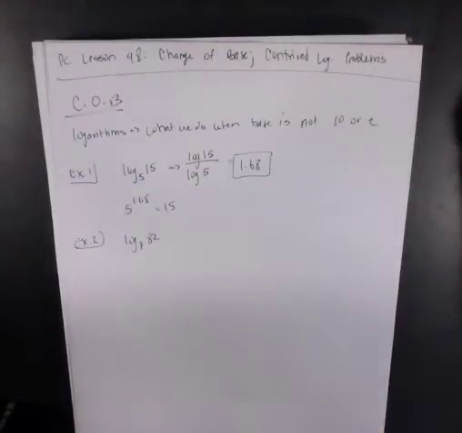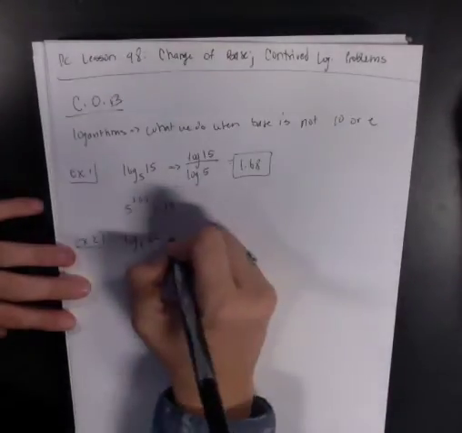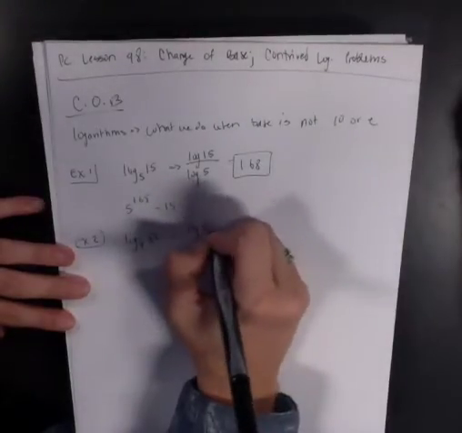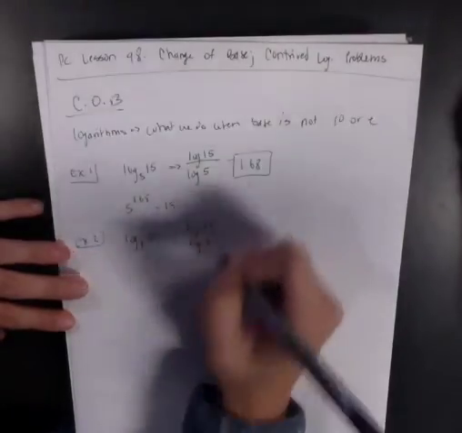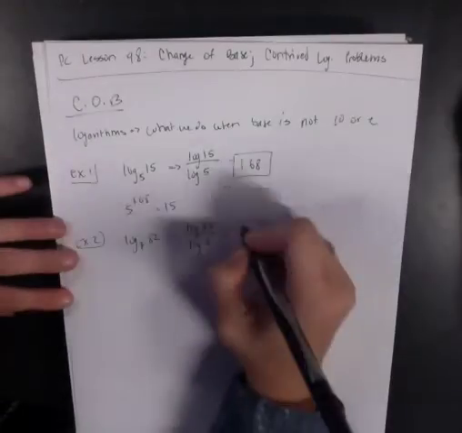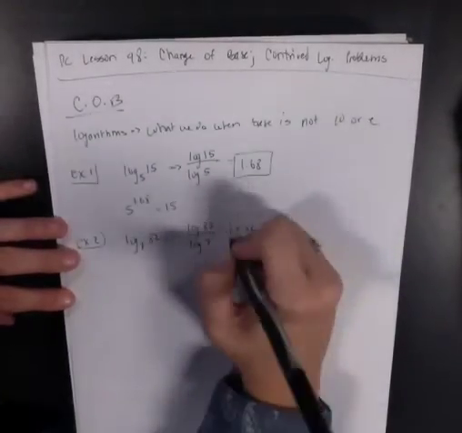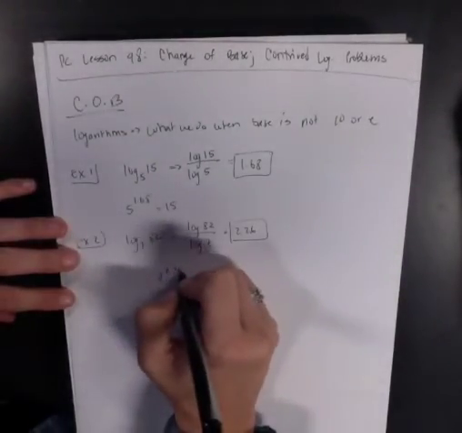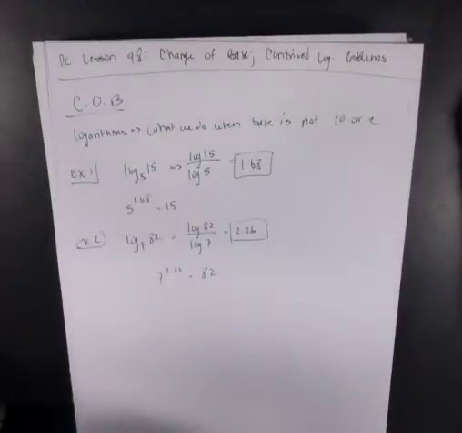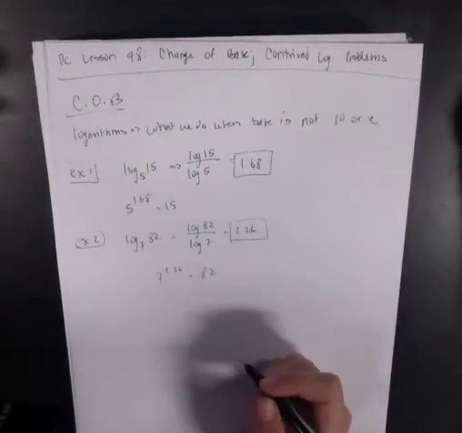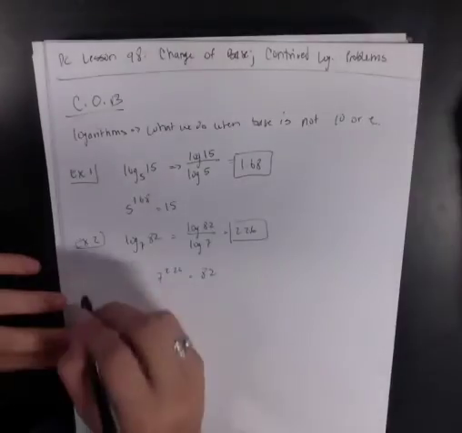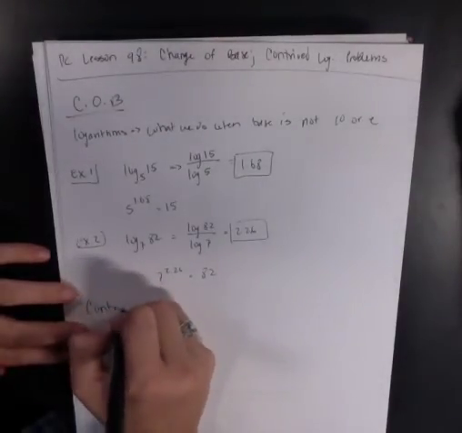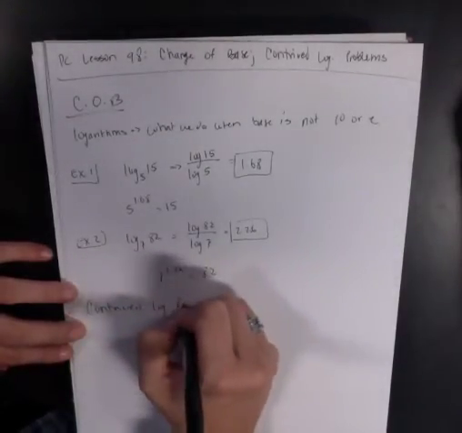7 raised to some power is 82. Gee, that seems really hard. But we can rewrite it as the log of 82 over the log of 7. Oh, which gives me 2.26. So 7 to the 2.26 is 82. Go figure. So easy. Let's move on to contrived log problems because that was so easy.